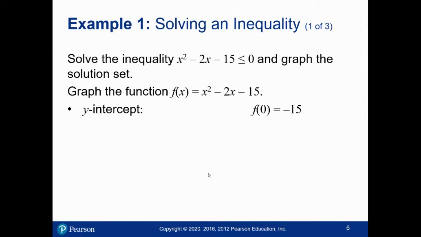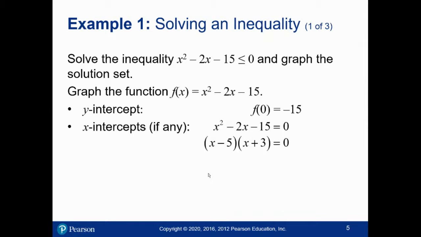Okay, it has a y-intercept of negative 15. To find the x-intercepts, okay, we can factor this. We could throw the quadratic formula at it, but this is one that's fairly easy to factor just by looking at it. We're just looking for numbers whose product is negative 15 and whose sum is negative 2, and what works is negative 5 and positive 3.